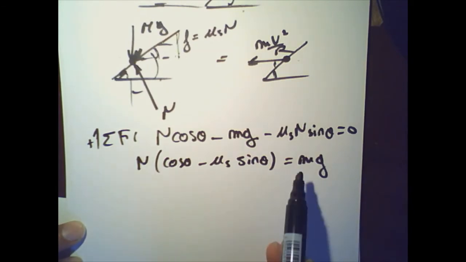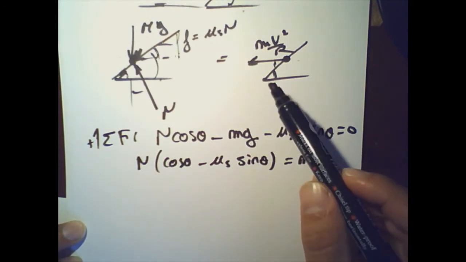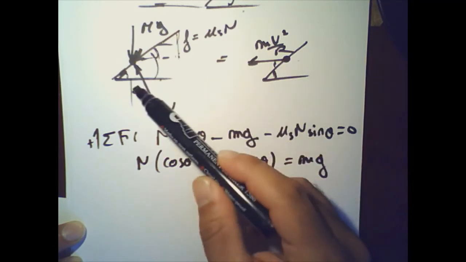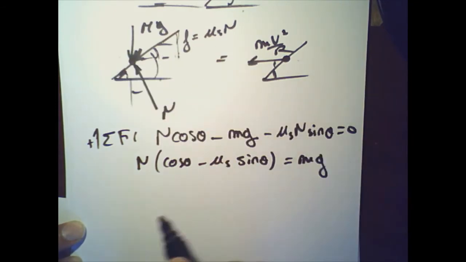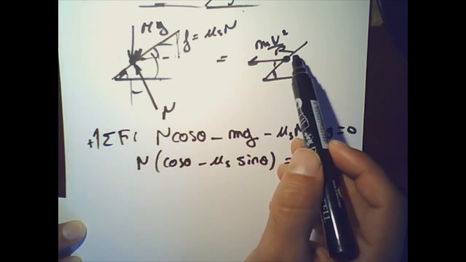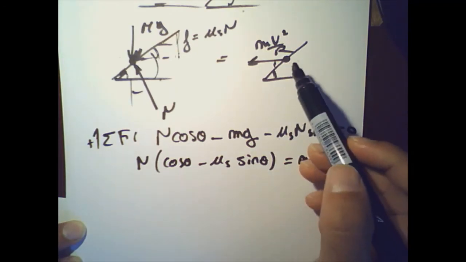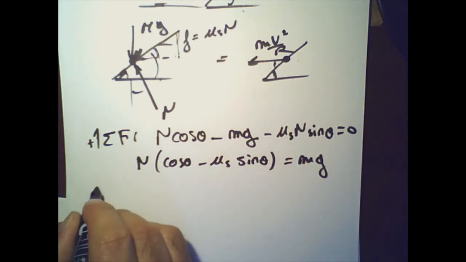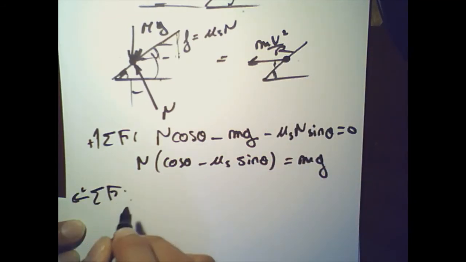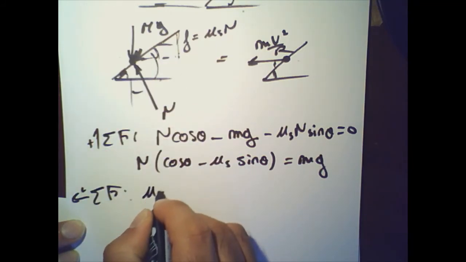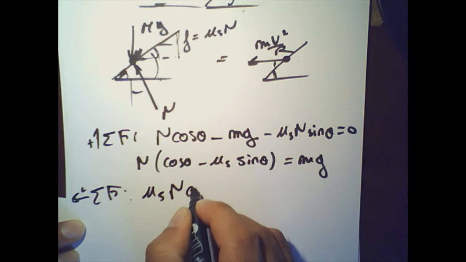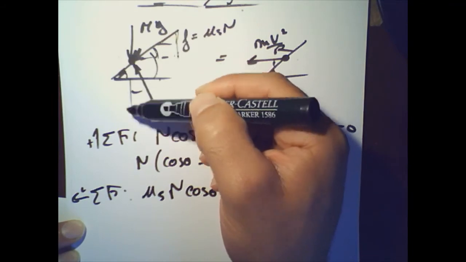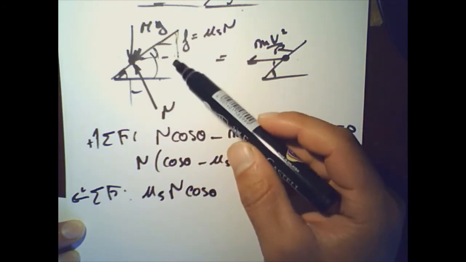Now what else? I got my normal force by simply looking at the force diagram. Now if I want to get my velocity squared, what is the easiest way of getting this mv squared over r? I could sum the forces in that direction. If I sum the forces in that direction, I'm going to get mu s n cosine theta. So this is your friction force. The weight isn't doing anything because it's perpendicular to the motion.